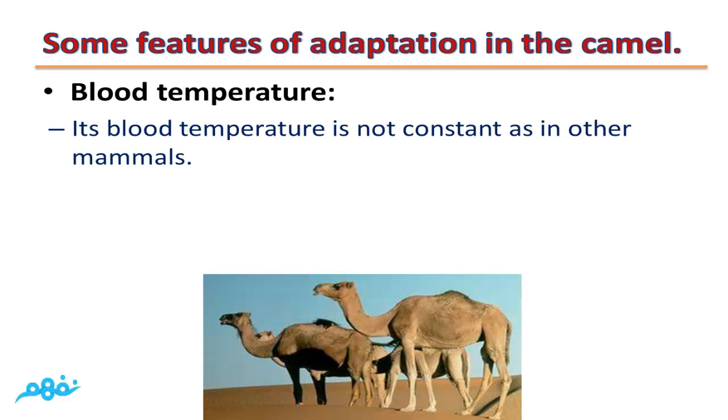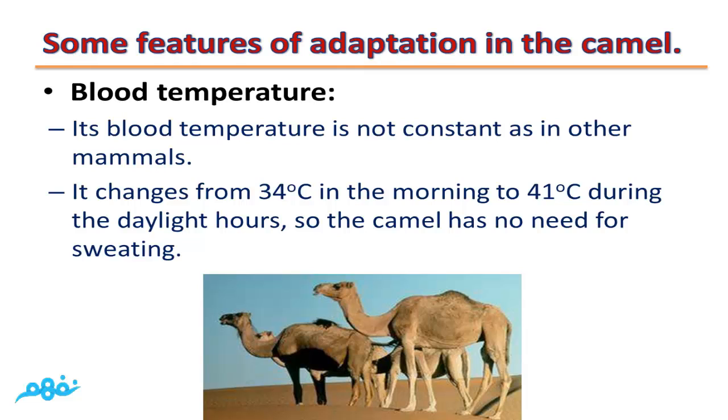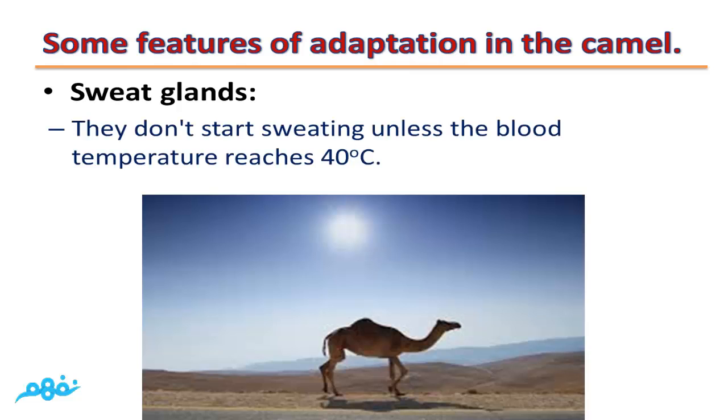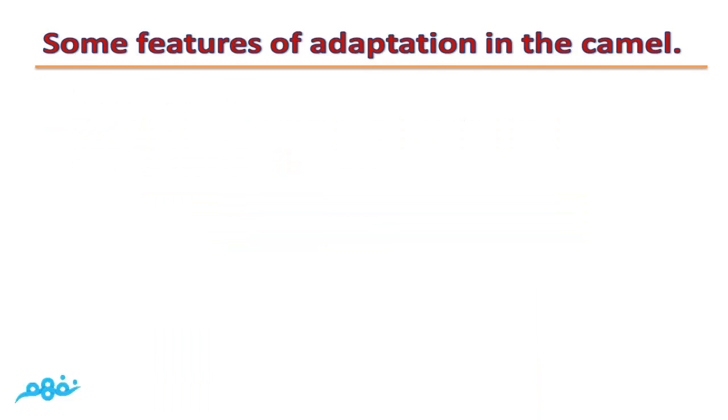Blood temperature. Its blood temperature is not constant as in other mammals. It changes from 34 degrees Celsius in the morning to 41 degrees Celsius during the daylight hours, so the camel has no need for sweating. Sweat glands. They don't start sweating unless the blood temperature reaches 40 degrees Celsius.